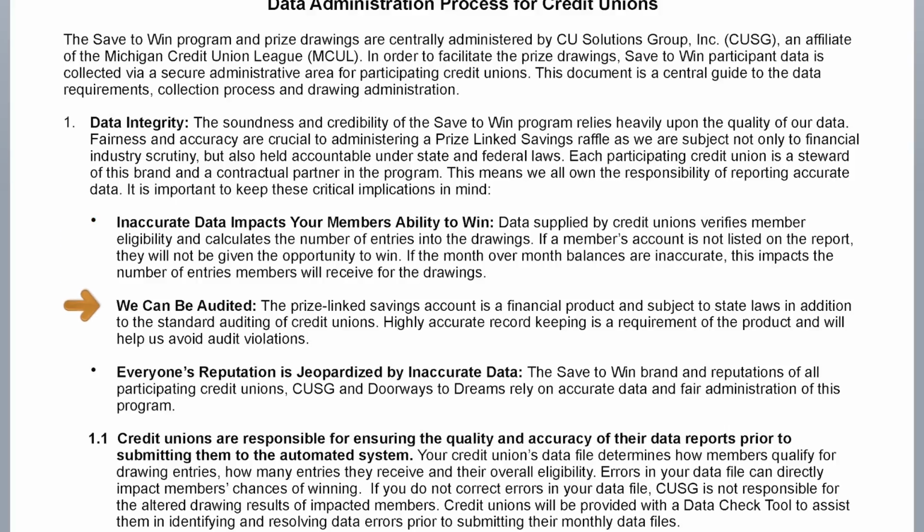Secondly, we can be audited. This is a PrizeLink savings account, as we mentioned, that is subject to state laws in addition to the standard auditing of credit unions. Making sure that you keep records of your data is a requirement of the product and will help us avoid any audit violations. Third, everyone's reputation is in jeopardy if inaccurate data is provided. The Save to Win brand and reputation of all the participating credit unions, CU Solutions Group, and our partners at Doors to Dreams relies on accurate data and fair administration of the program.